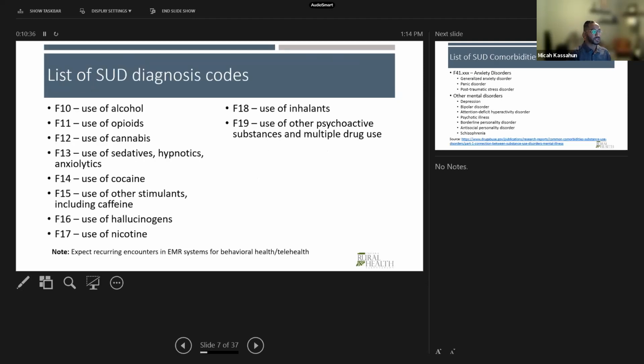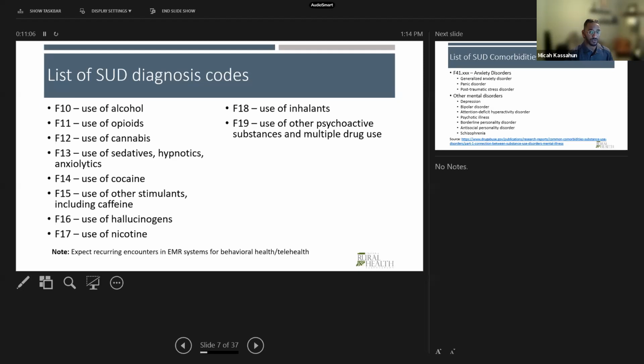So here's a common list of all SUD diagnosis codes, especially within the rural setting, especially if you're working from a behavioral health aspect. F10, we have the use of alcohol. And when I say use of alcohol or opioids, I'm not just saying the usual use, I'm saying actual abuse, but just for the sake of everything, I just put in use here. So F10, use of alcohol, we have use of opioids, cannabis, sedatives, cocaine, you name it.